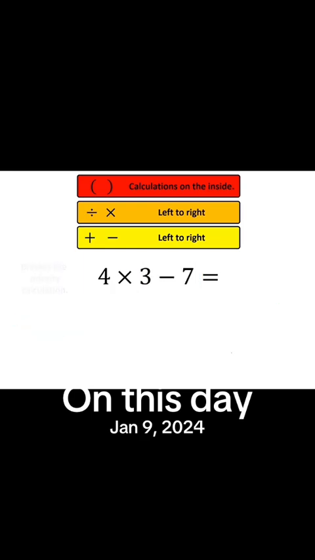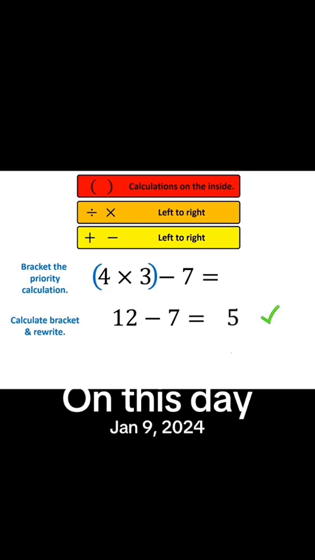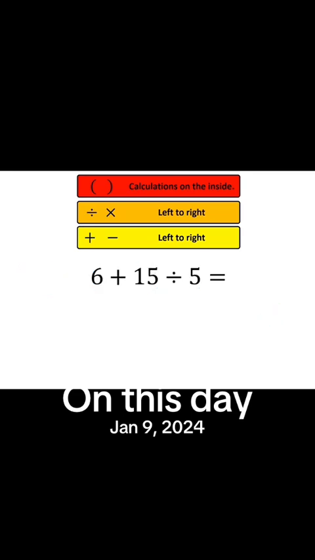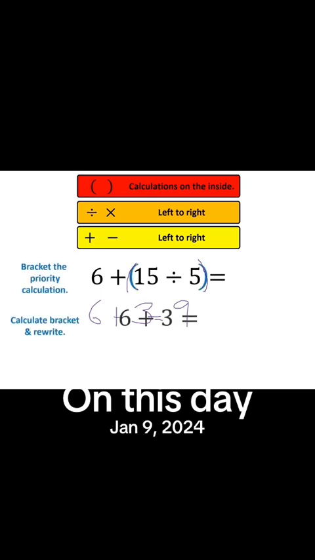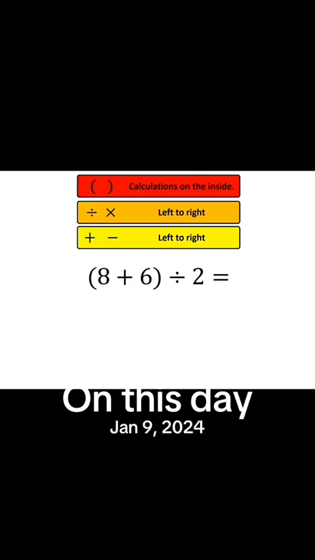Again, put the brackets with the 4 and the 3. That becomes 12. 12 subtract 7 is 5, guys. 5 is the only answer. This next one, put the brackets around 15 and 5. So here and here, the division goes first. So it's 6 plus 3, which is 9, guys. 8 plus 6 is 14. Divide that by 2, and I get 7.